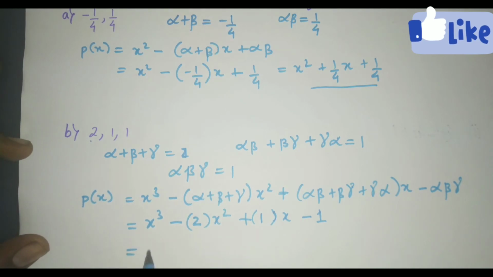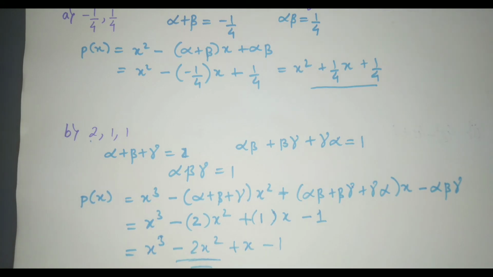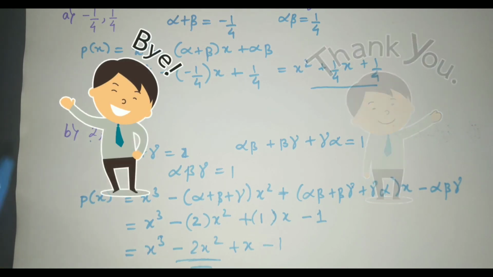So we get x cube minus 2x square plus x minus 1. This is the required cubic polynomial. Whenever the sum of the zeros, the sum of the products, and the product of the roots are given, you can just substitute and find the required polynomial. This is the procedure you have to follow.